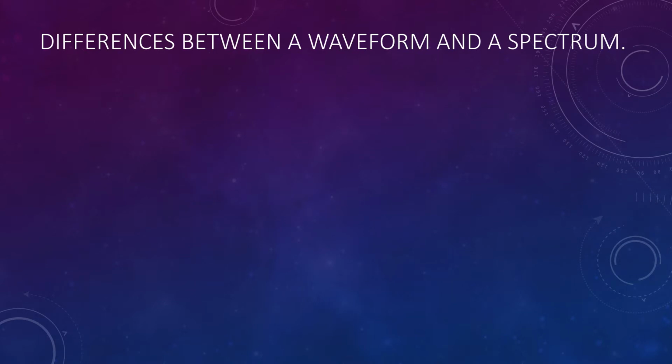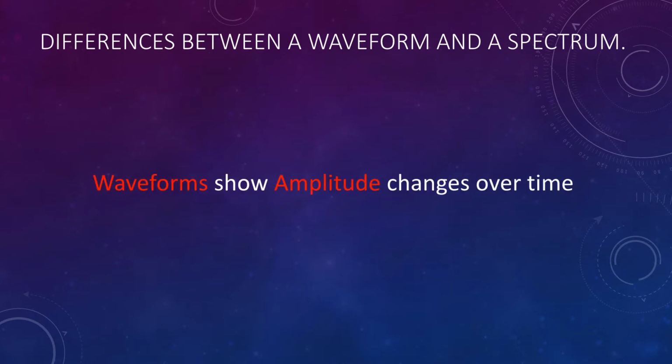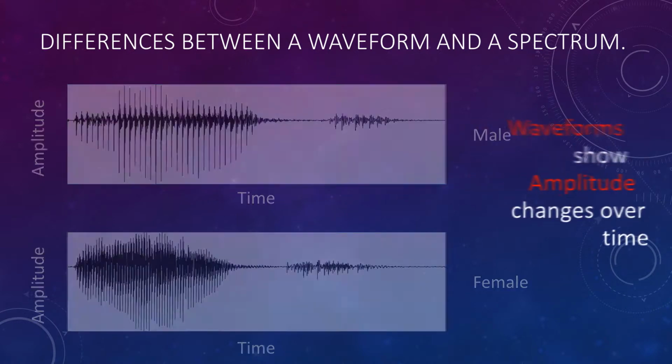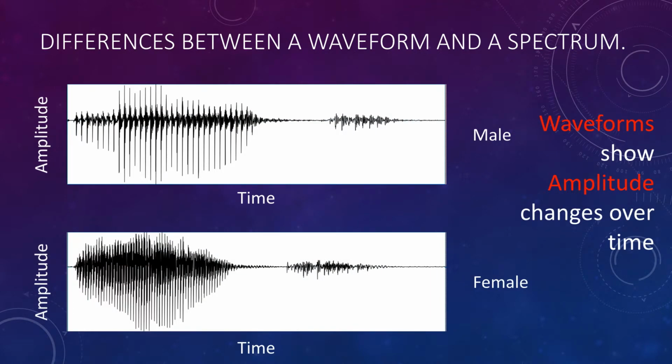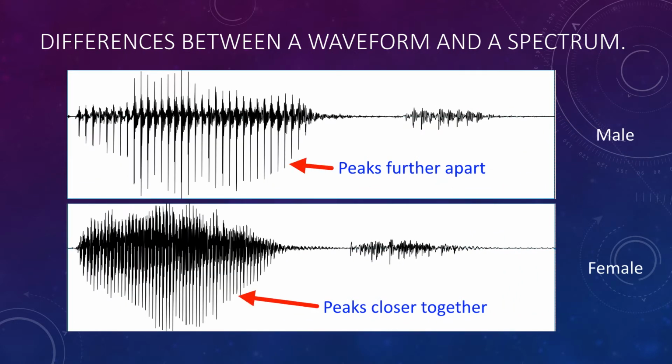Differences between a waveform and a spectrum. A waveform gives you information about amplitude and time, and a little bit about frequency. For example, here are waveforms of a man and a woman saying apple. Apple. Apple. The main difference that is visible is the spacing between waveform peaks.